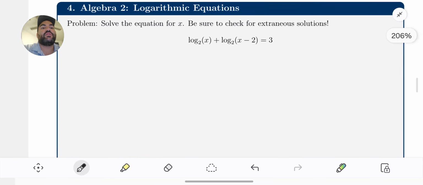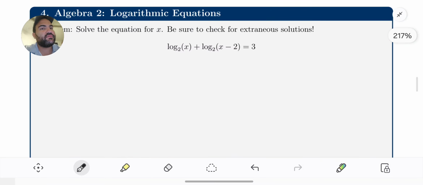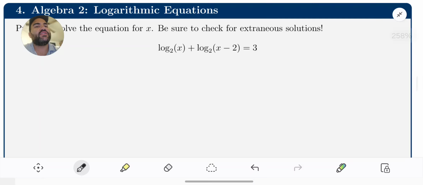Algebra 2, log equations. Okay. This is the famous log chapter. A lot of people don't do well on this test because, from my experience tutoring, it's been easy up to this chapter, and then they think it's easy, and then it just smacks them in the face. So watch out for this one.